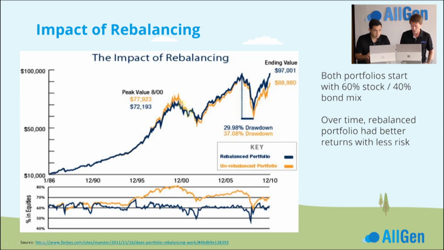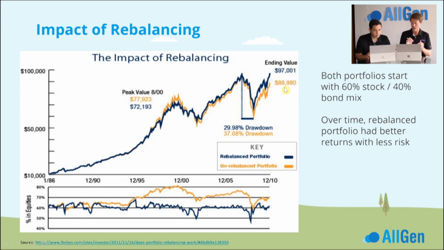So when the stocks took a big hit from 2000 to 2002, they dropped a lot more. Same thing from 2003 to 2007: it went up a lot, and even the unrebalanced portfolio started to catch back up again. But in that financial crisis, you can see the rebalanced portfolio fell a little less than 30%, whereas the unrebalanced portfolio fell 37%. At the end of the whole period, the rebalanced portfolio was up to $97,000 versus the unrebalanced portfolio at $88,000.